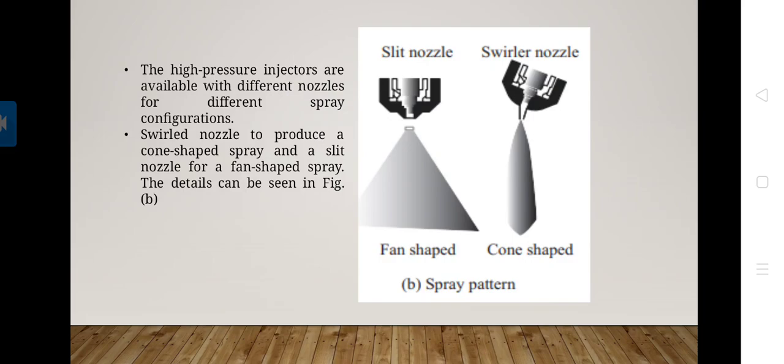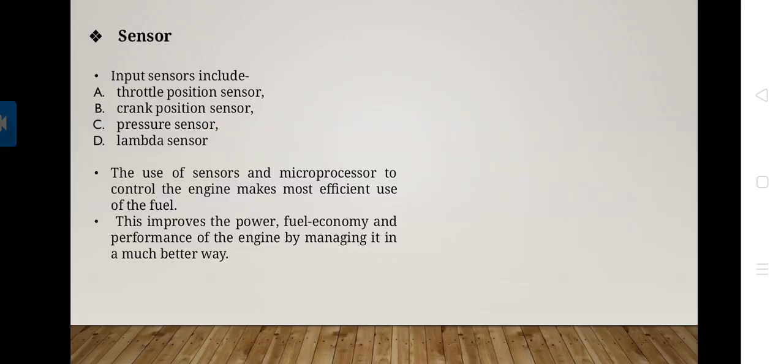Here the high pressure injectors are also available with different nozzles. In this figure we see the spray patterns as shown here. There is a fan shaped, and second is the cone shaped. In a split nozzle there is a fan shaped spray pattern, and in a swirler nozzle there is a cone shaped one. That means, depending upon which type of spray pattern is required, that nozzle has to be used. Next are the sensors.